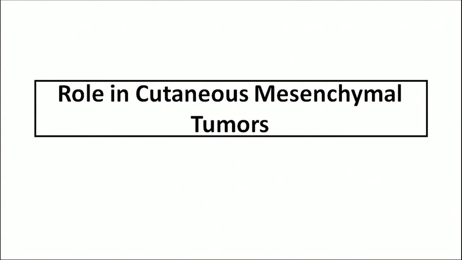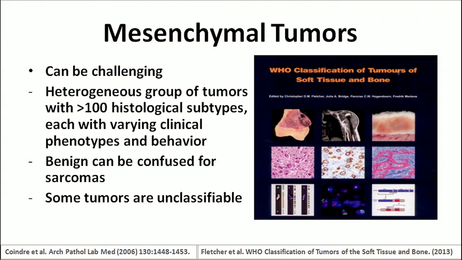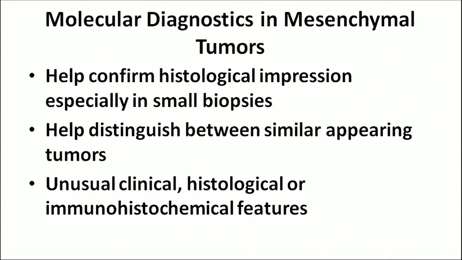So let's look at the role of some of these types of testing in some relatively common cutaneous mesenchymal tumors. Well, some common and maybe one not so common one. We all know that mesenchymal tumors can be challenging. There are lots of different types, probably over 100 histologic types, not including the bone tumors, each with varying clinical phenotypes and behavior. Unfortunately, we can have some confusion between benign and malignant forms, and there's still a class of tumors that are really challenging to classify and are essentially unclassifiable, although in the grand scheme of things it's a relatively small subset.